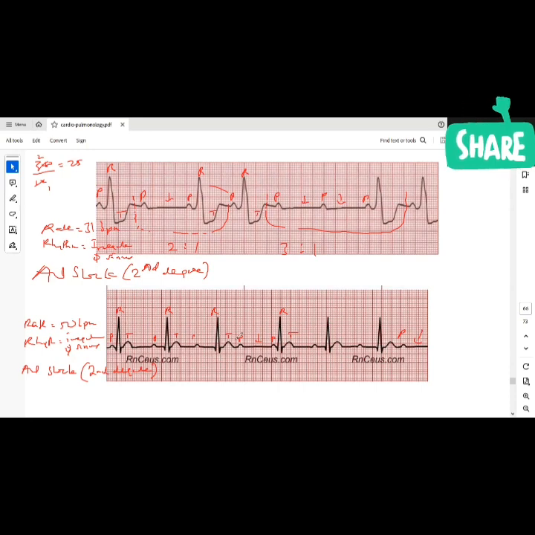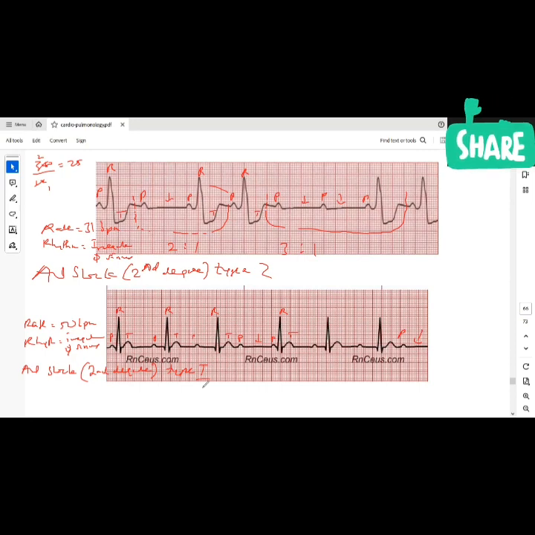Tell me which one is worse, the first one or the second one? They're both second degree, but which one is worse? The first one. The first one is worse, which makes it second degree type 2. And the first one is second degree type 1, also called Mobitz 1 or Wenckebach. Second degree type 2 is also called Mobitz 2.